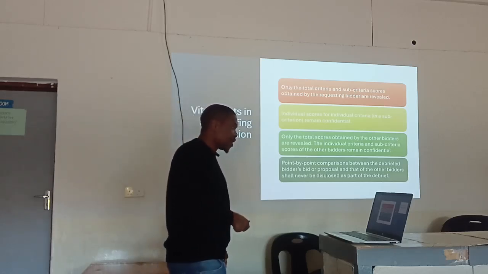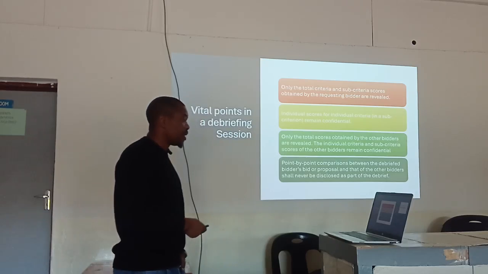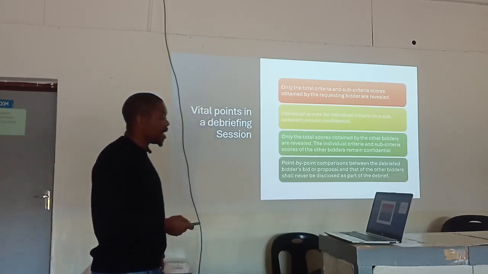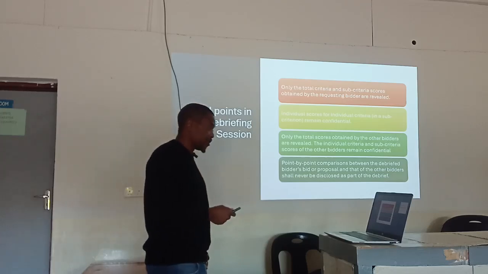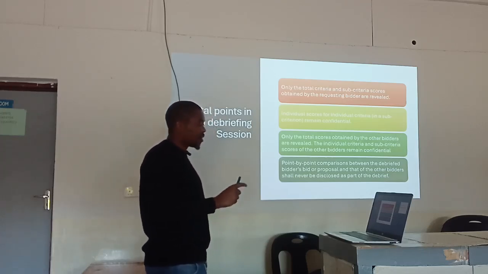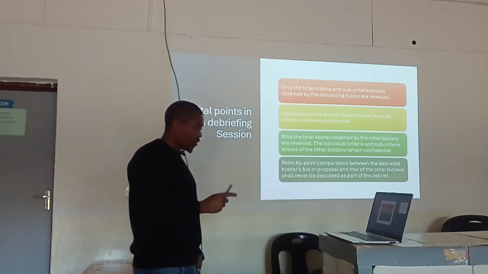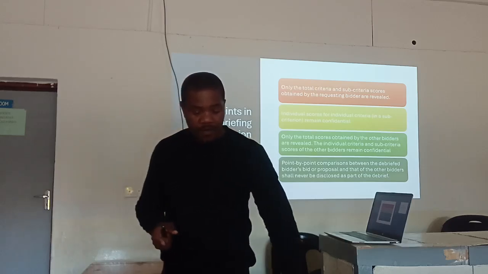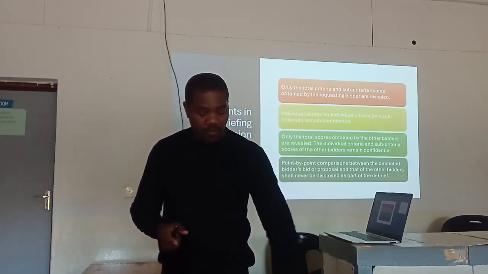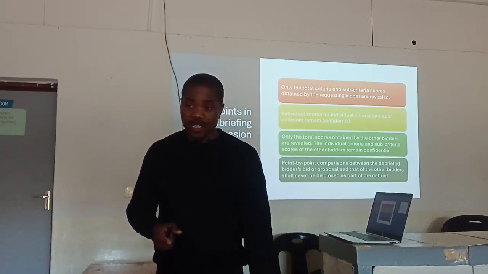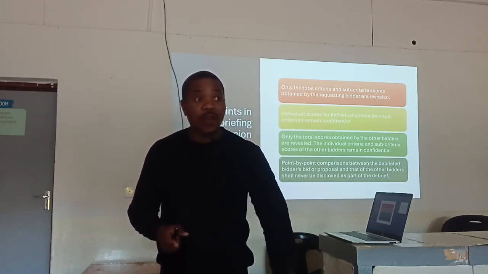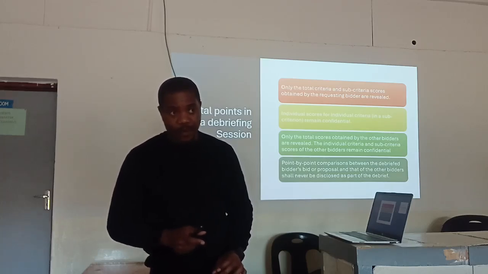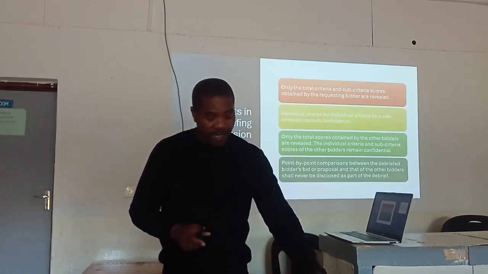Individual scores for individual criteria and sub-criteria remain confidential. Only the total scores obtained by the other bidders are reviewed. The individual criteria and sub-criteria scores of the other bidders remain confidential. So you show that bidder so and so obtained 70%, but you do not show how they obtained the 70%. Are we clear? Bidder A scored 90%.